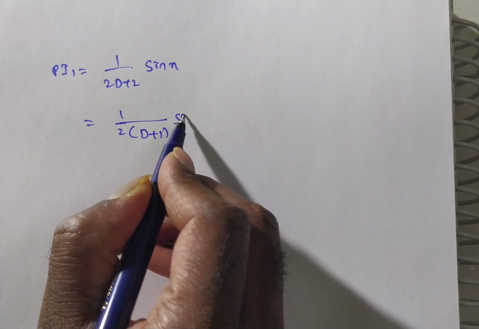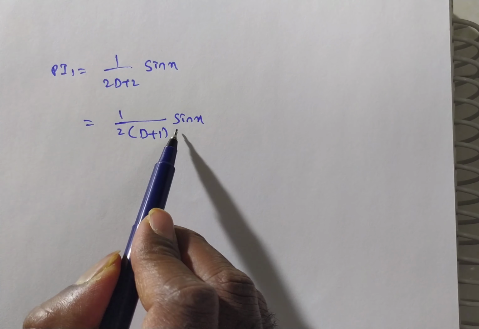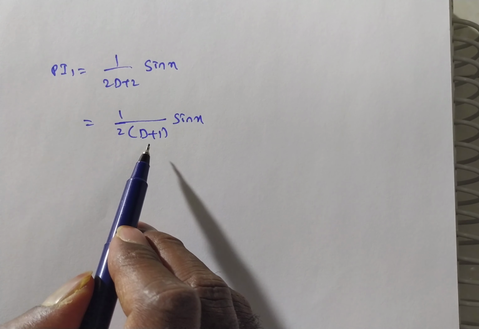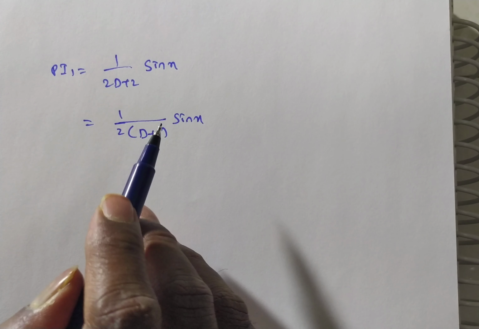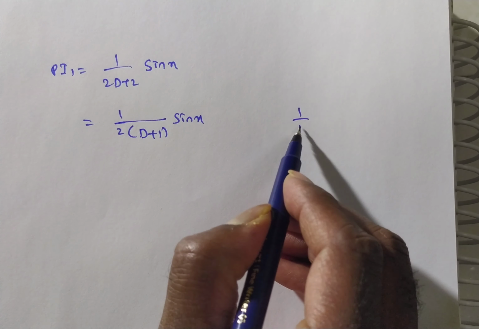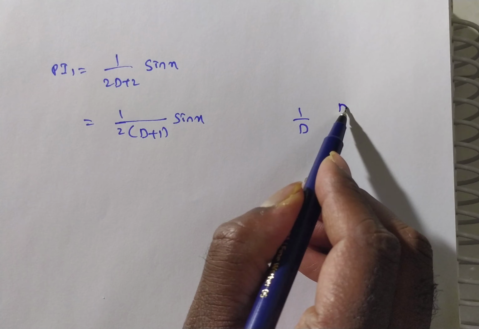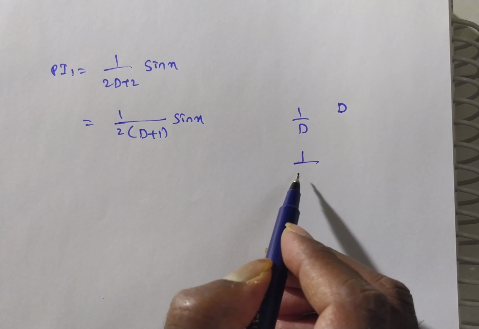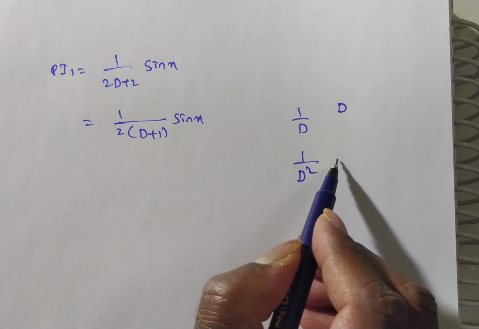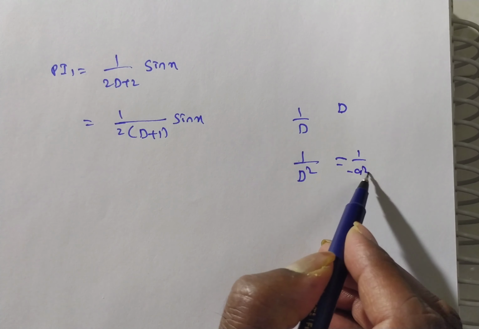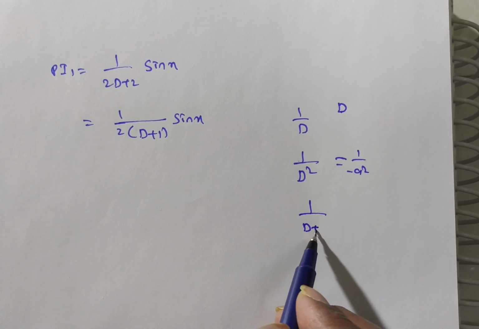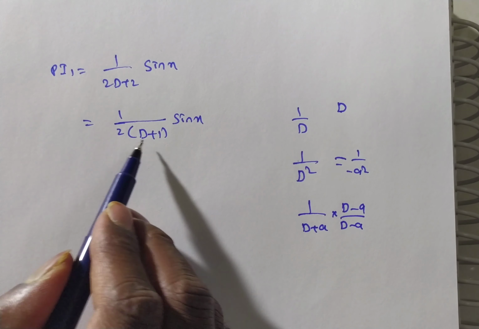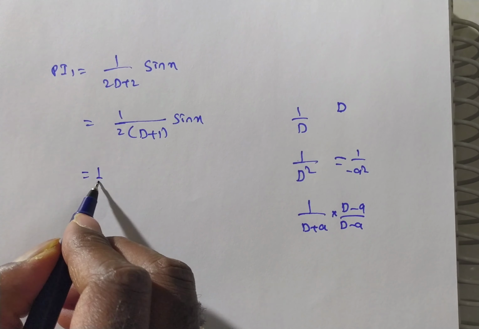Friends, you remember, whenever sine or cosine is there, f of D should contain a D square term. If a D square term is not there, then suppose 1 by D is there, then you can do integration directly. If D is in the numerator, then you can do differentiation directly. But whenever D square is there, then we are replacing it with minus a square. Yes or no? But whenever a D plus a form is there, then rationalize with D minus a. Okay. Now here you have D plus 1. So we have to rationalize with D minus 1.